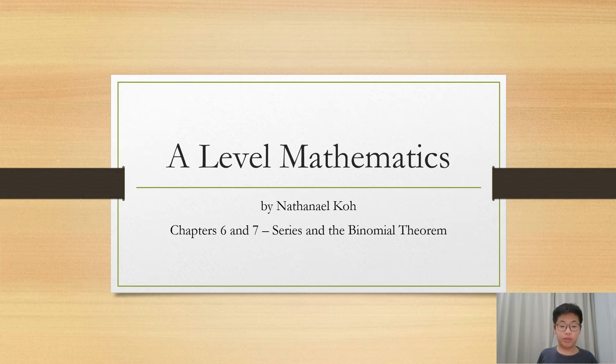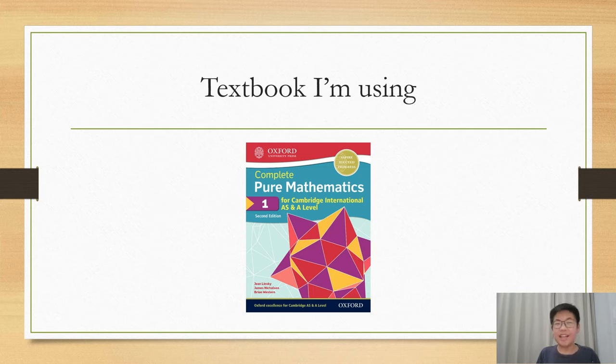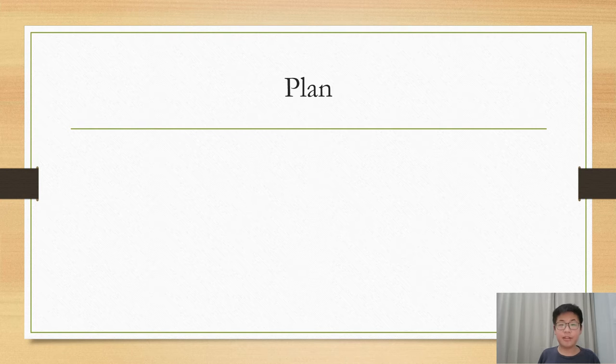Today we'll go through the topic of series and the binomial theorem. Why am I doing 2 chapters in a row? You'll see later. Anyway, the textbook I'm using is by Linsky, Nicholson and Weston and is made by the Oxford University Press. The plan on the schedule is that I'm going to do chapter 7, then chapter 6.